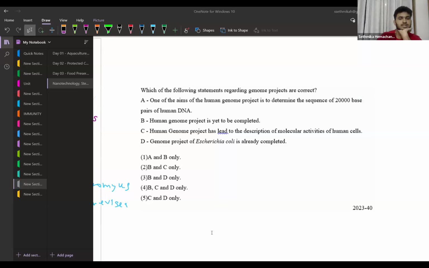Is this human genome project still undergoing? The human genome project was completed, but still new stuff is being added into the project. It was completed in 2003. Still some new updates are being added as well.